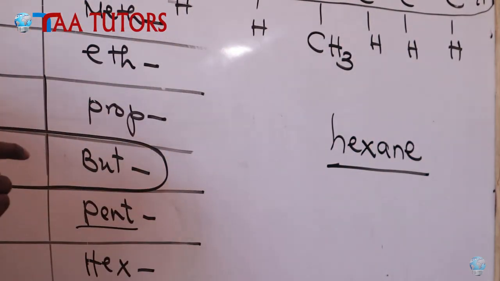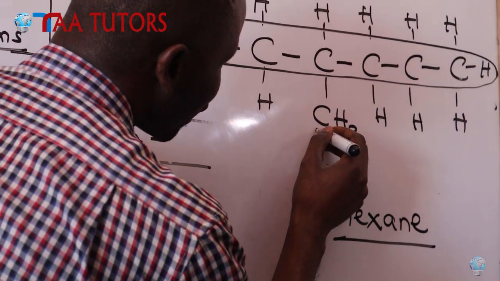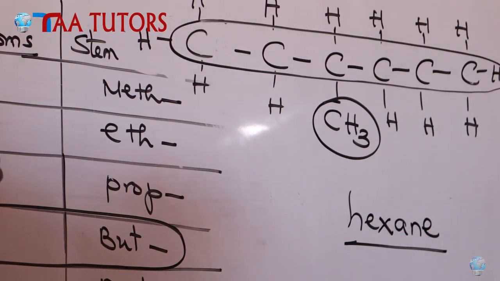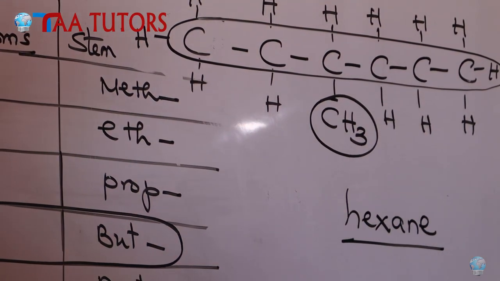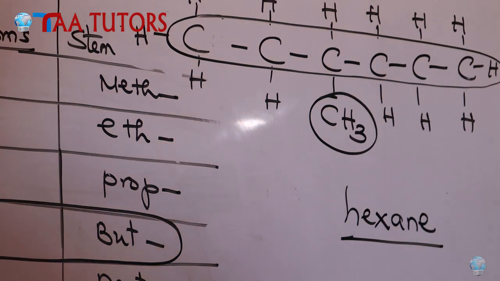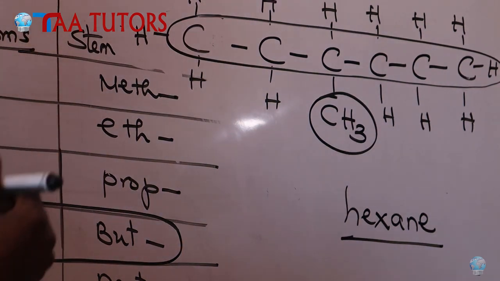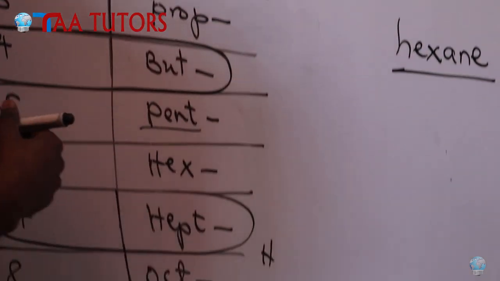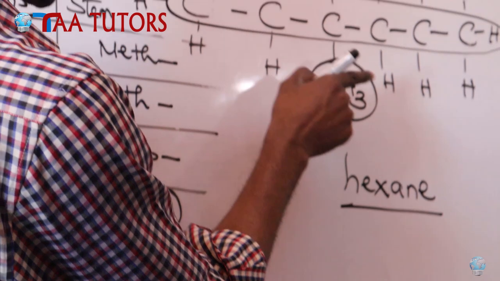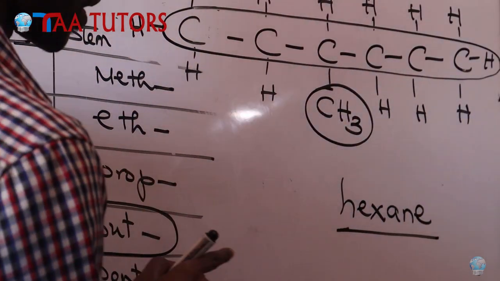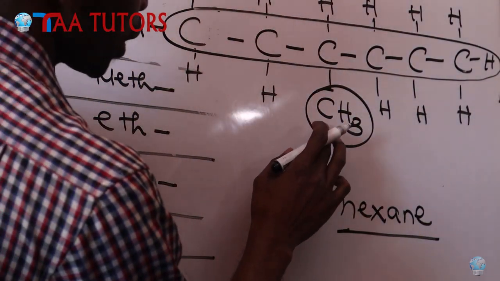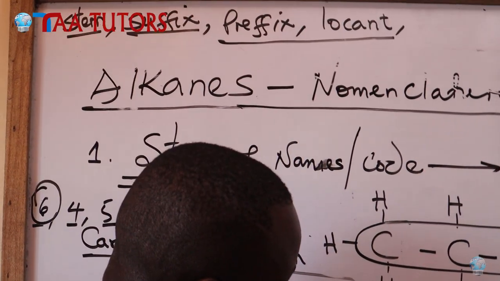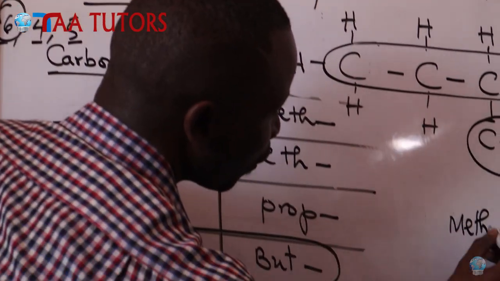But on this parent name, something is hanging here. This thing hanging here is branching. So this branching here, we have said, is a side chain. This side chain, what is the name? Let us go back to the names of side chains, where we were talking about alkyls. Alkyls, the first one will be methyl. The second one is ethyl. The third one is propyl. So we are going to say this one is now the prefix, the prefix meaning it comes before. So we are going to have methyl.